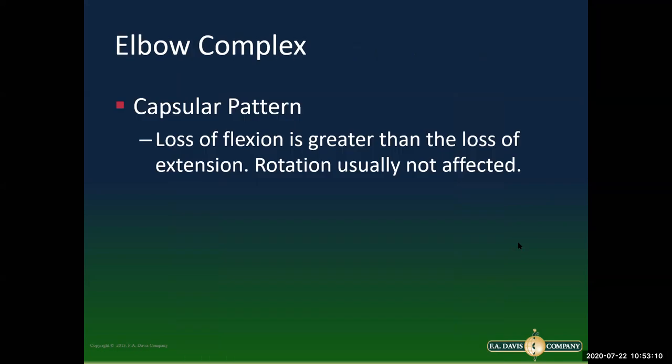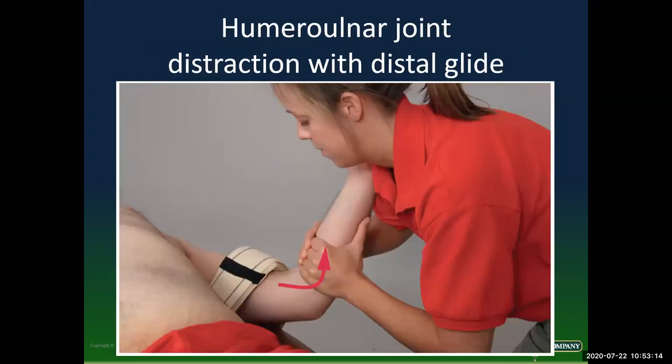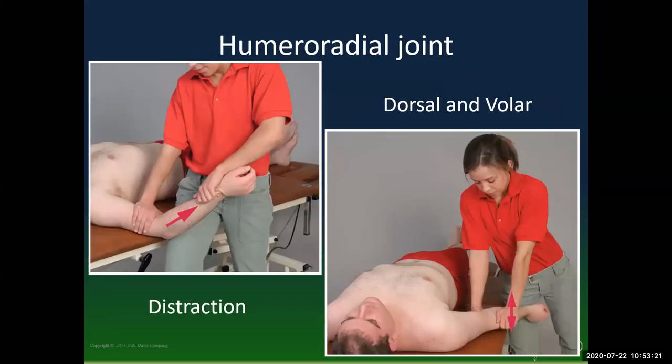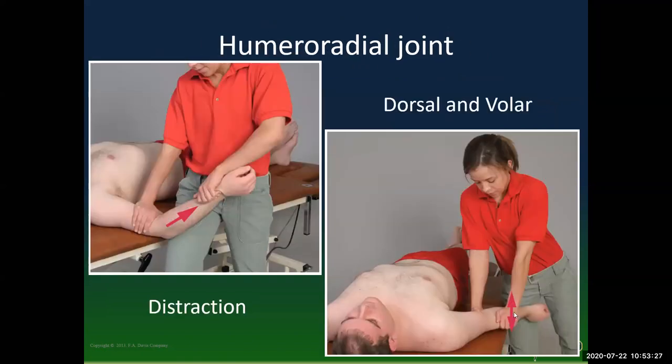Elbow complex: loss of flexion is greater than loss of extension. So at the elbow, we can do distraction. We can do humeroulnar distraction with a distal glide, which is just kind of pulling out and up. There's more distraction. We can do dorsal and volar glides, and we can do medial and lateral glides. But remember, the medial and lateral collateral ligaments of the elbow are really tight.